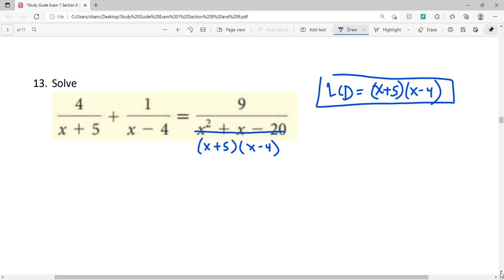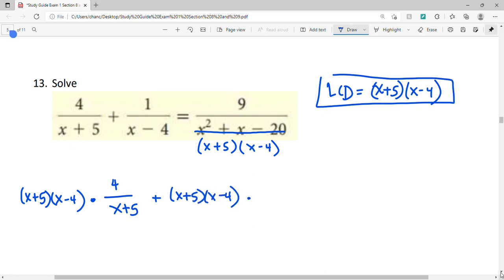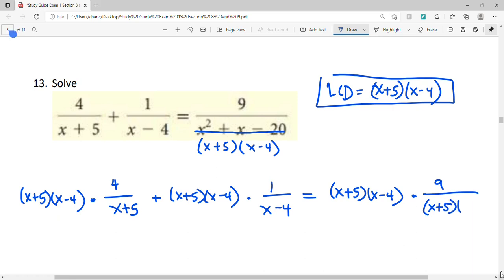Now what I need to do is take the LCD and multiply it to every single term. So we'll multiply it to 4 over x plus 5. We'll take the LCD again, and then we'll multiply it to 1 over x minus 4. And for the last one, we'll take x plus 5, x minus 4, times 9 over x plus 5 times x minus 4. Essentially what we did is we applied the LCD to every single term in the original equation.